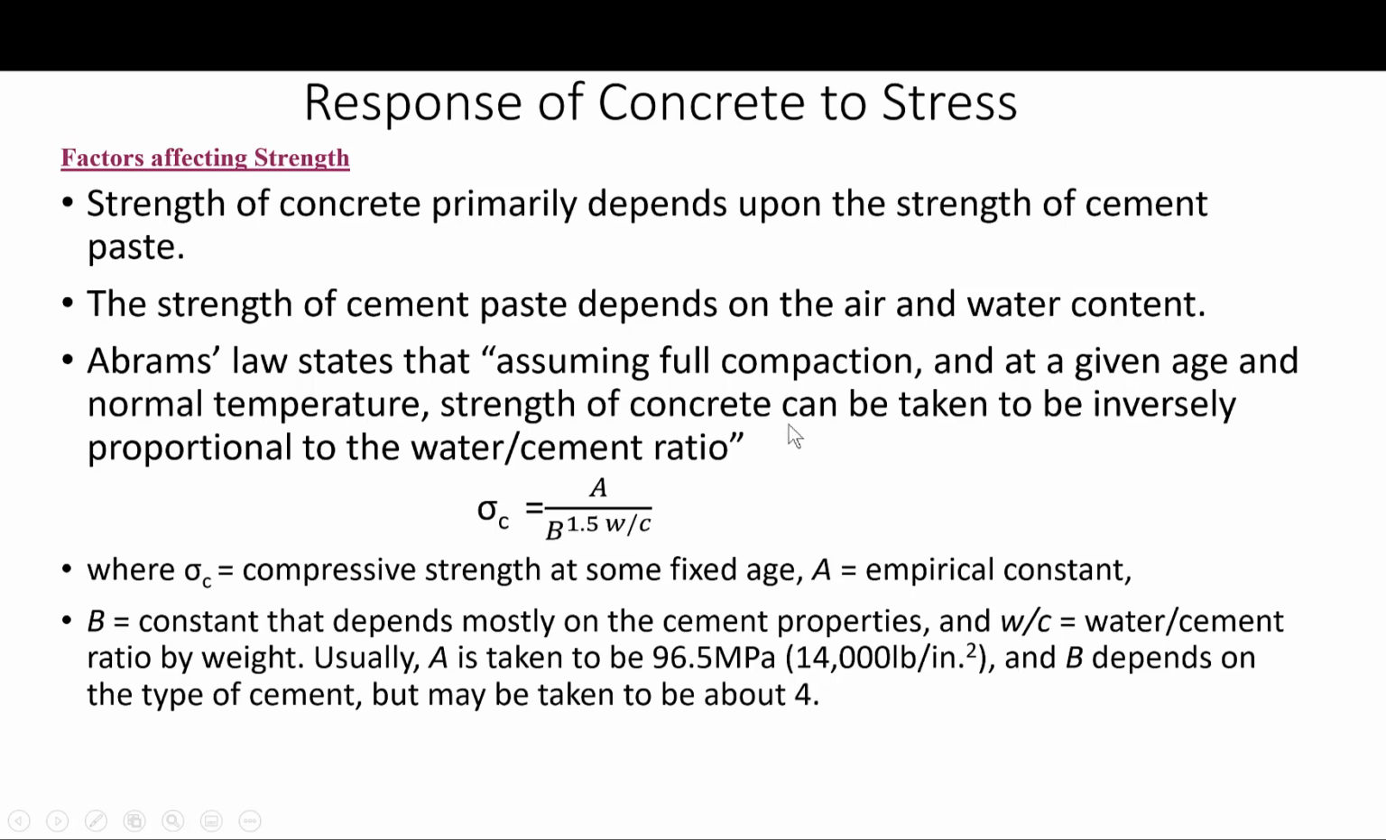A is usually taken to be 96.5 MPa, and B, which depends on the type of the cement, may be taken to be 4. Okay, as I said, it's not entirely a law because it has certain limitations, but it might be sufficiently valid for the ranges of water cement ratios that we use.